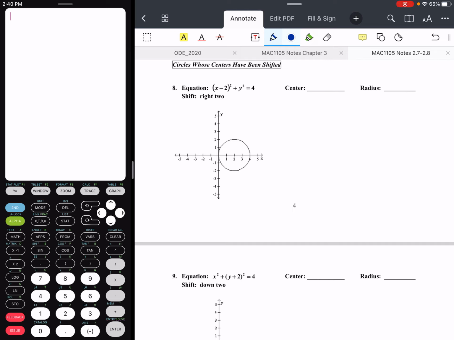Now, if you think back to our earlier section on transformations of graphs, where we would see a common graph and then have, for example, a horizontal or a vertical shift, that's going to come up again in this section. So looking at number 8, we have the equation (x - 2)^2 + y^2 = 4. Suppose I was just looking at this out of nowhere and someone said, hey, tell me about this equation. The fact that I have an x squared and a y squared, I know that I have a circle. I know that I have an equation for a circle.